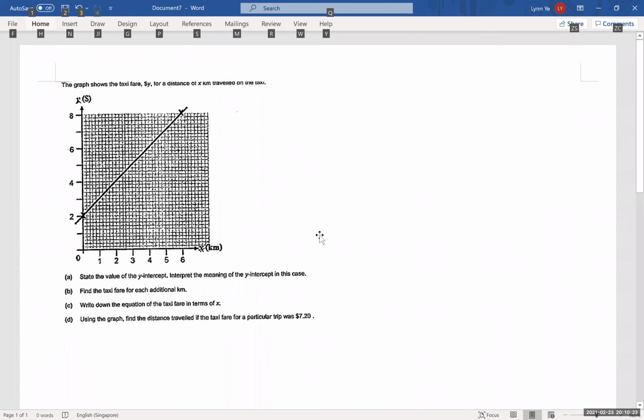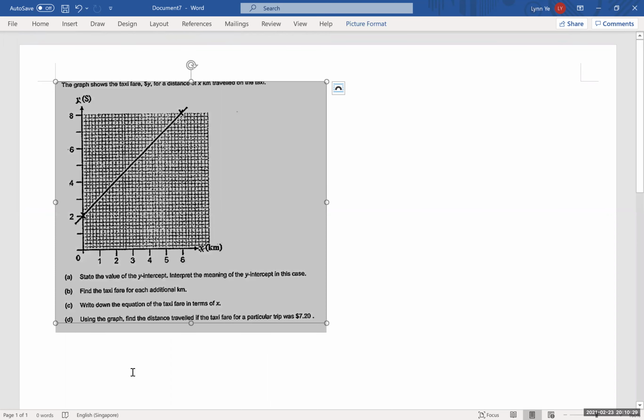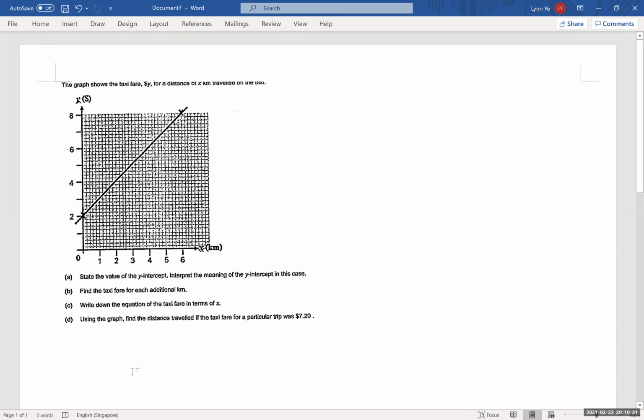So this is linear equation part 2. For linear equation part 2, right now we'll be doing question 27. For number 27, they say to state the value of the y-intercept.